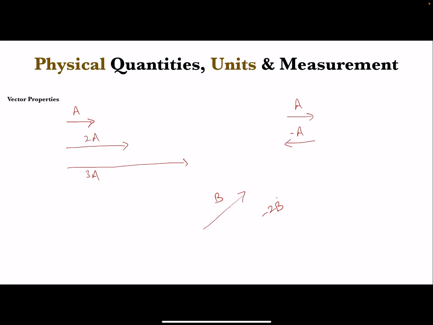Okay, so here's how you draw -2b. So first I just take this part and I say, okay, 2b is just going to be double the length of b, and I account for the 2. Now I'm going to take care of the negative sign. So the negative sign just means I keep the magnitude the same, but I switch the direction. So this is -2b right there.